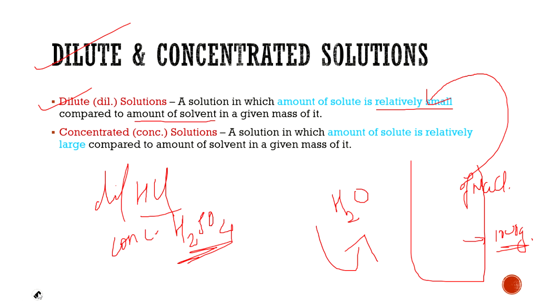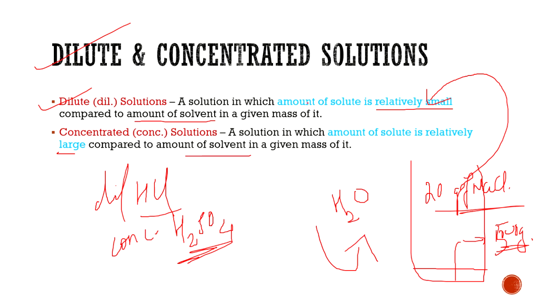Now, if I want to make this solution concentrated, what should I do? Take very little water, let me say 5 gram of water. In 5 gram of water, I inject 20 gram of sodium chloride. That means the amount of solute is relatively large when you compare with the solvent in a particular mass. That type of solution is said to be what? Concentrated solution. Just think like this: little sodium chloride, large water is a dilute solution. More sodium chloride, little water is a concentrated solution.